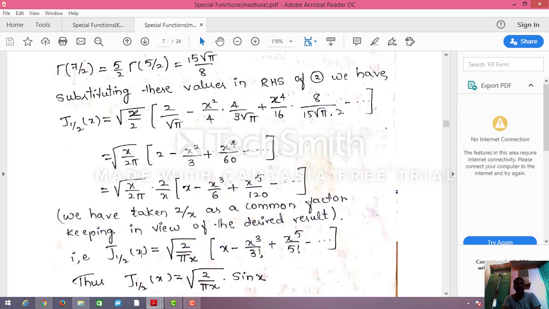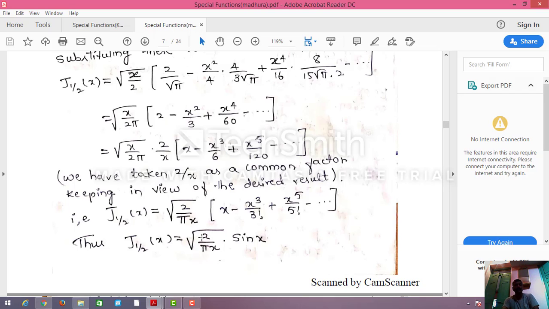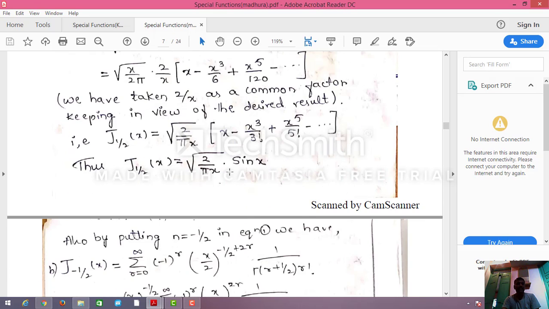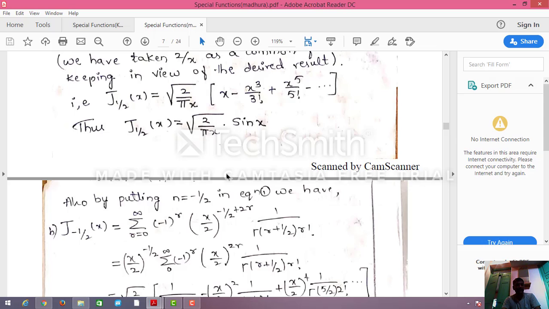So J_{1/2}(x) = square root of 2 divided by pi x, times (x − x³/6, 6 is nothing but 3 factorial, + x⁵/5!, which is 120, − and so on). Now you will write J_{1/2}(x) = square root of 2 divided by pi x into sin x. In the same way, we are going to see J_{−1/2}(x).